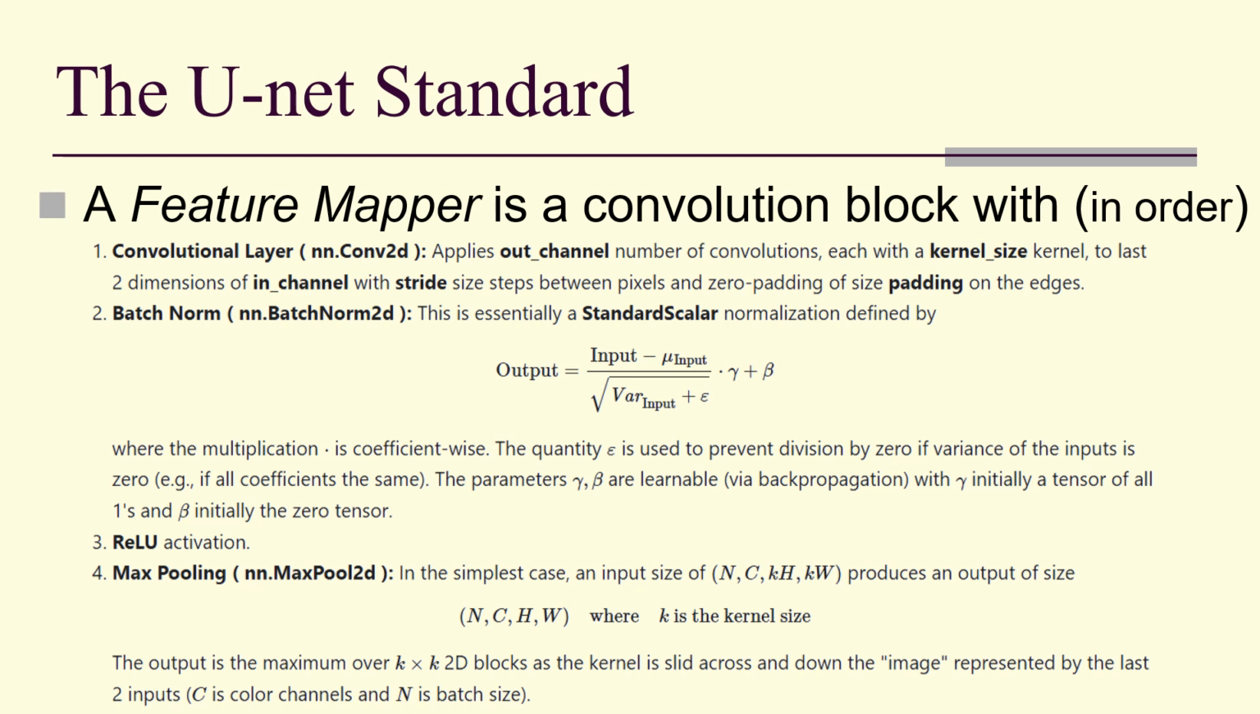Here's the UNet standard for all of this. So a feature mapper is a convolution block with a convolutional layer, a batch normalization. It's essentially a learnable standard scaling, where it learns the gamma and the beta. A ReLU activation, and then max pooling.